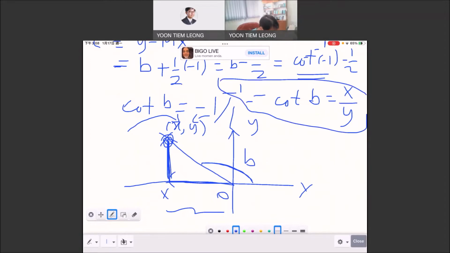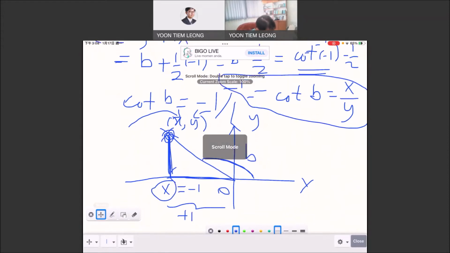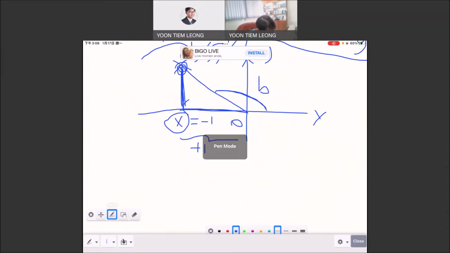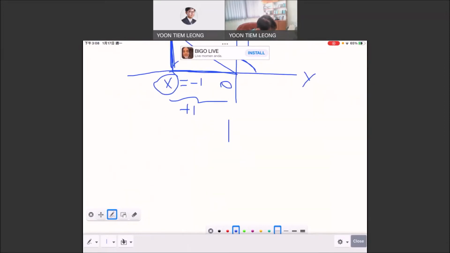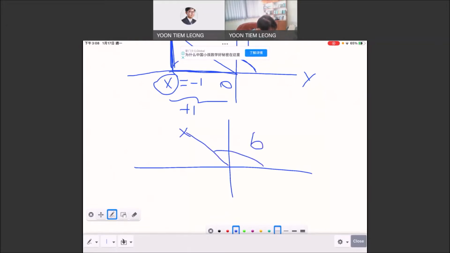So here you can see quite clearly, if this is -1, then it simply means that this is a length of +1, but since it's located on the negative side, x is -1. So let me rewrite this triangle a little bit more clearly. It is just like this, and you have a point here, and this is the angle B, and here is -1, and here is also 1.